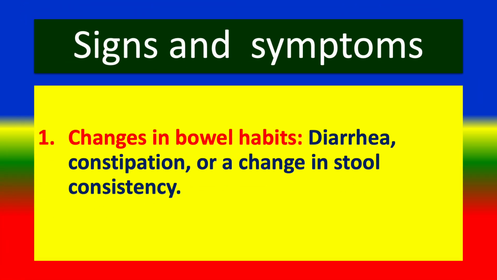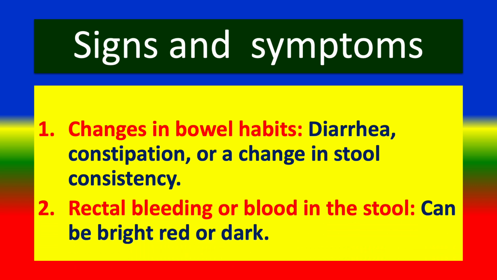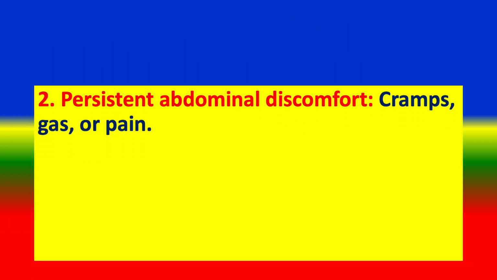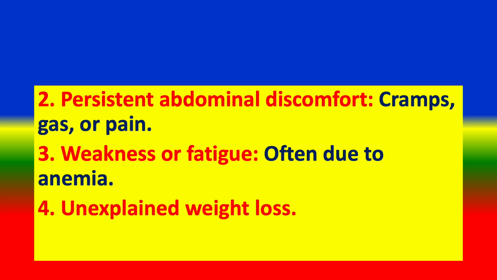Signs and symptoms. 1. Changes in bowel habits, diarrhea, constipation, or change in stool consistency. 2. Rectal bleeding or blood in the stool, can be bright red or dark. 3. Persistent abdominal discomfort, cramping, gas or pain. 4. Weakness or fatigue, often due to anemia. 5. Unexplained weight loss.